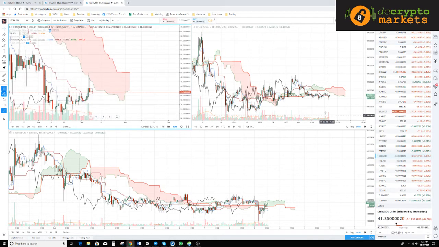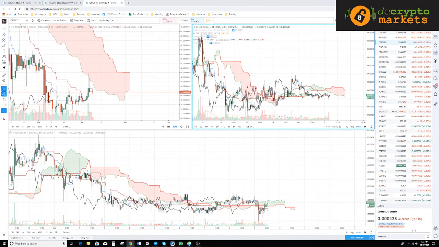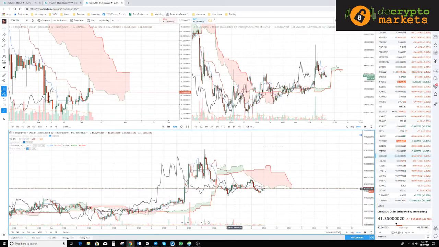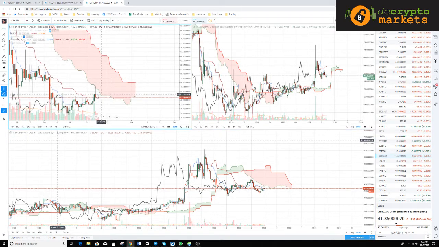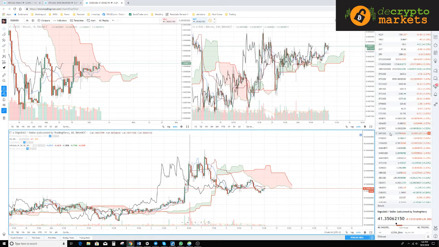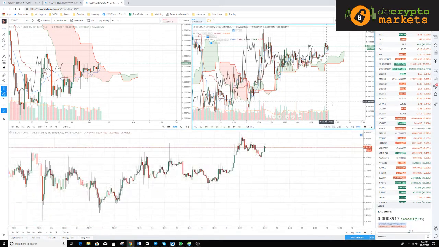OMG. Digix, DGD. Want to see more? Nope, don't want to do it. Populous, missed the right on that one. BQX, missed a little bit of right. EOS, let's check out EOS. I'll check out the EOS dollar pair.